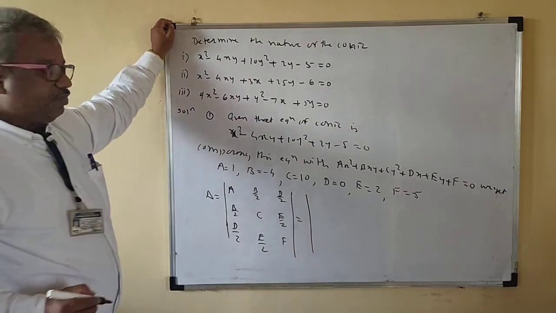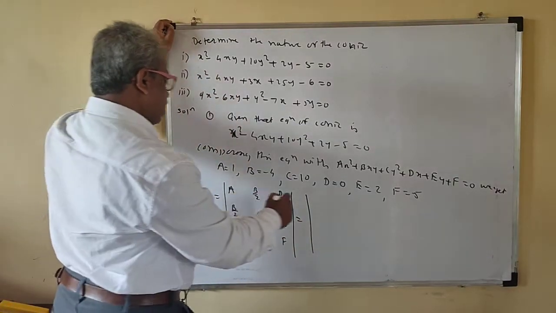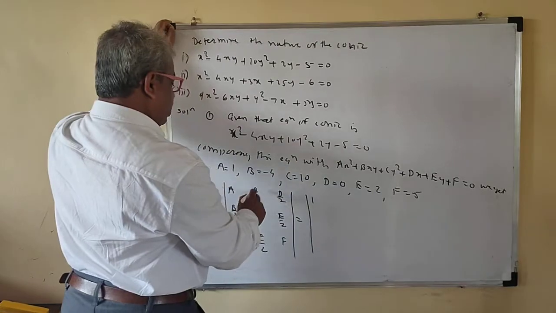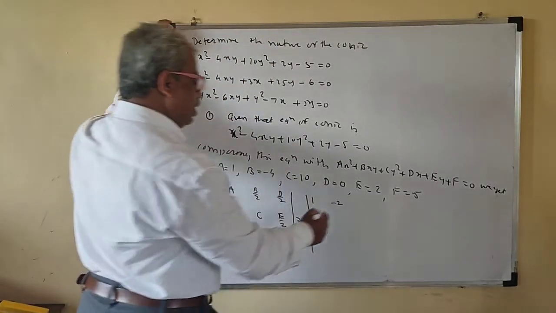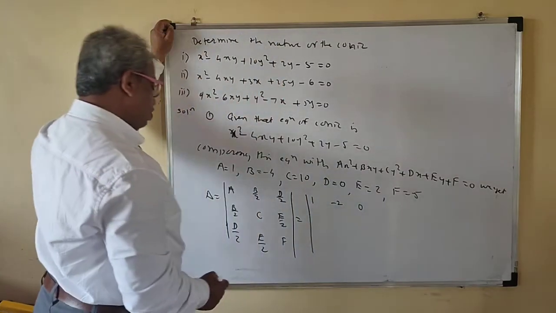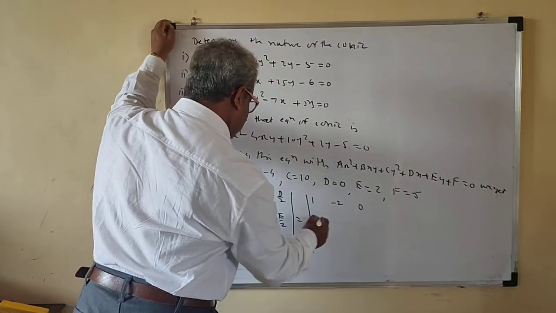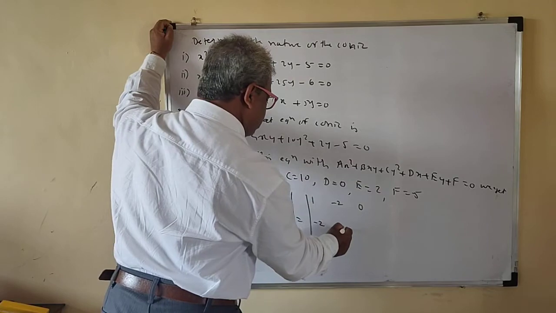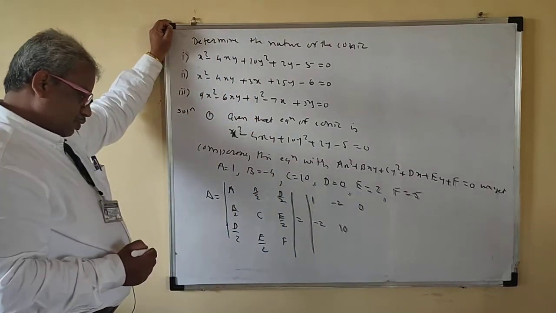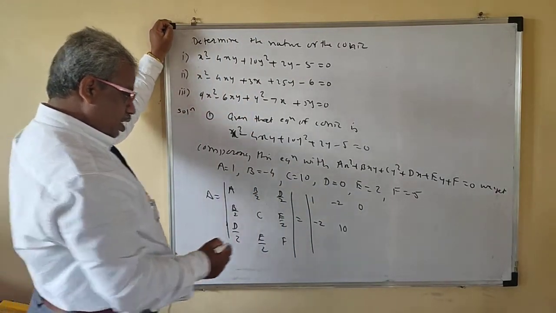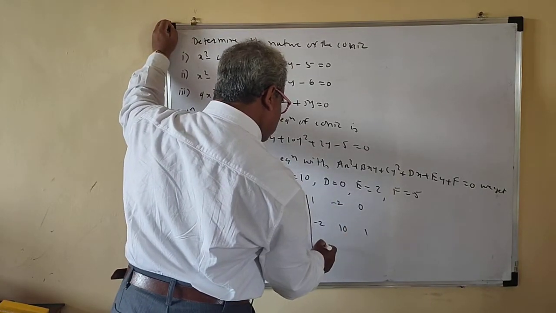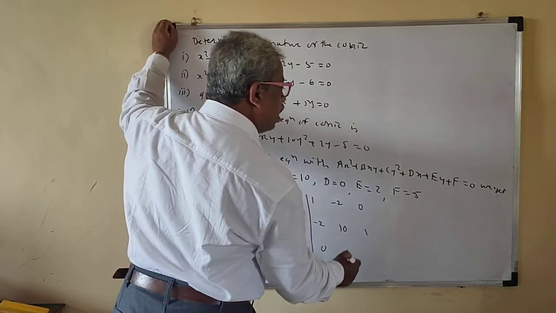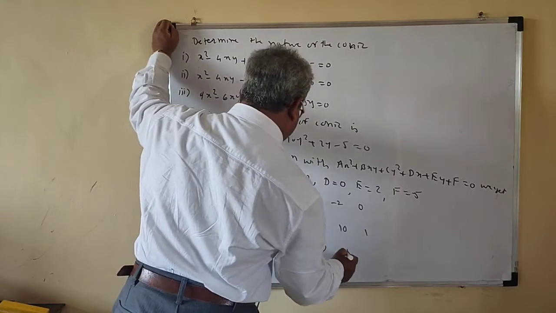We put the values here. a is 1. b is minus 4, so this is minus 2. d is 0. Okay, very good. So this minus 2 is here. c is 10. e is 2, so this is 1. And this is 0, this is 1. And the constant is minus 5.